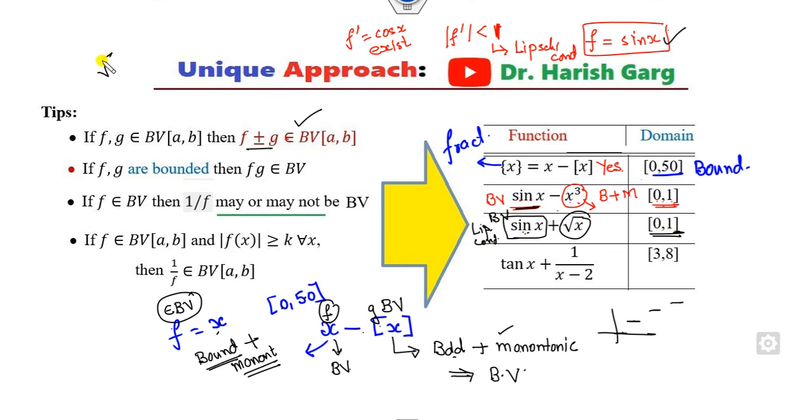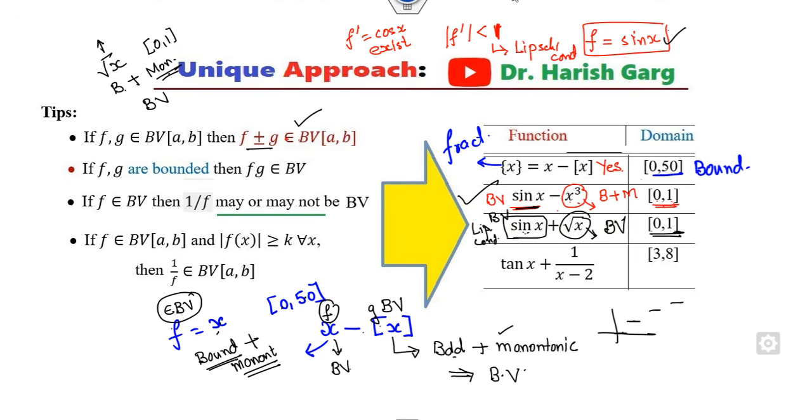Root of x over the domain 0, 1. It is bounded, and it is also a monotonic function. Either monotonic increasing or monotonic decreasing. You can see root of x is a monotonic increasing function. So therefore it's bounded, it's monotonic. So therefore this is also of bounded variation. The sum of them is of bounded variation. Yes, it is also of bounded variation.